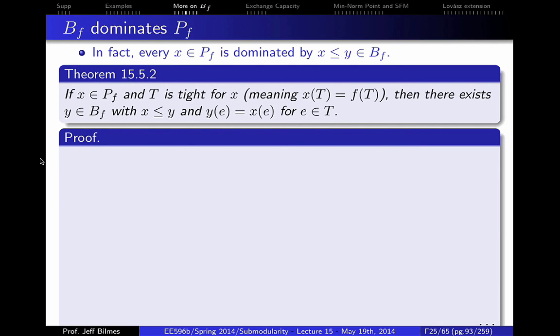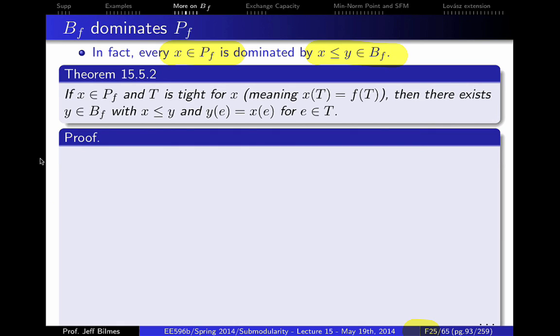In fact, this is a theorem I want to mention. This is sort of saying the same thing, but slightly more powerful. It's saying that every x in the polytope itself is dominated by a y which is in the base. So if you're in the polytope P of f, then there's some y which is strictly greater than you at all. Well, I should say not strictly greater than you. There's some y which is not less than you at all points that's also in the base. So you only have to go up in all directions or stay the same.